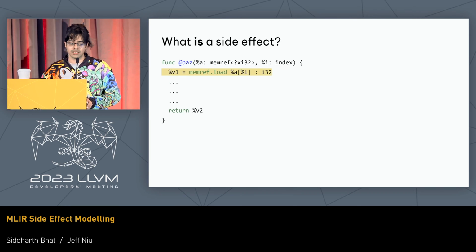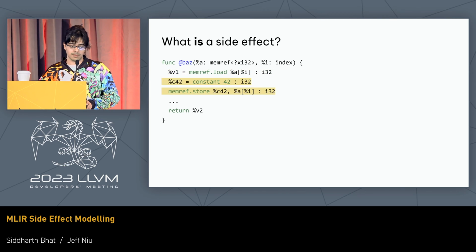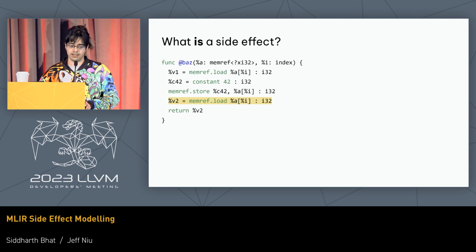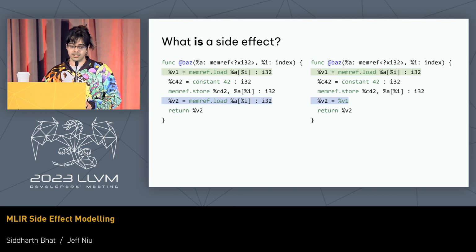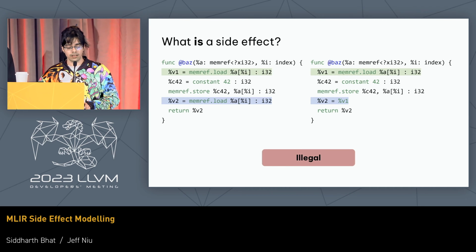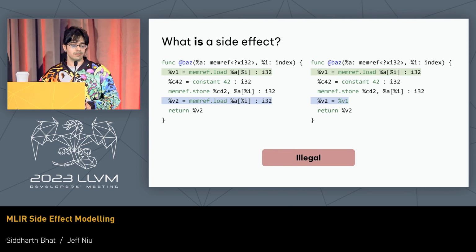For an example of something that is a side effect, suppose we have a memref that we load from, and then we store a value into this memref at that index, and then we load a value again. Now the question is, once again, is it safe to replace v2 with v1? Is this a safe transformation? Well, it isn't, because we've stored something in between, even though if we look at the SSA instructions, they're both exactly the same. They both say memref.load %a, %i.